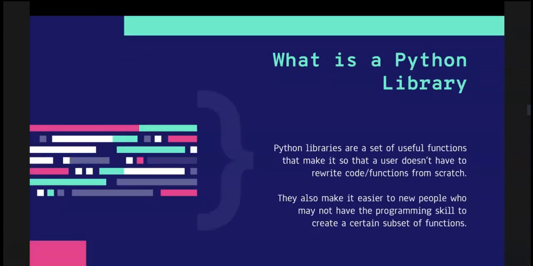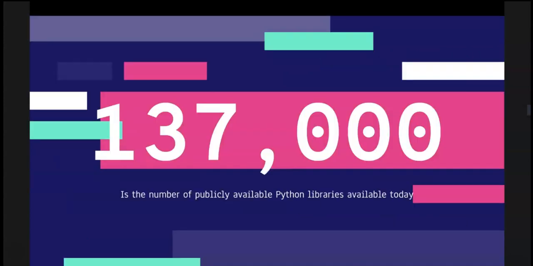So what is a Python library? Libraries are a set of useful functions that can make it so that a user doesn't have to rewrite code or functions from scratch. They also make it easier for new people who may not have the programming skill to create a certain subset of functions. And so currently there's 137,000 publicly available Python libraries available today. And actually, on the topic of libraries, a lot of you guys probably have already taken assembly and stuff like that. And I know one of the popular assignments in that class is rewriting the printf function. So that function in and of itself could kind of be an example of a larger usage of a library or something like that.